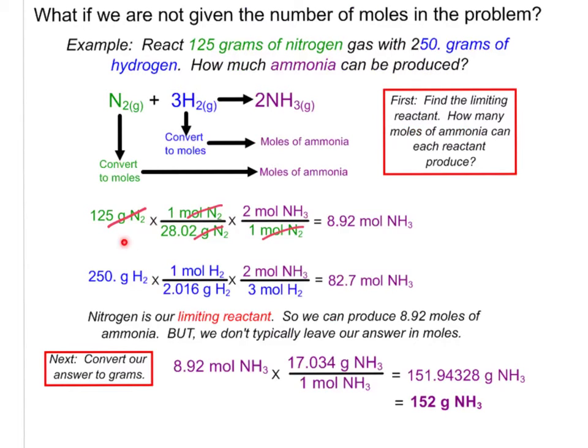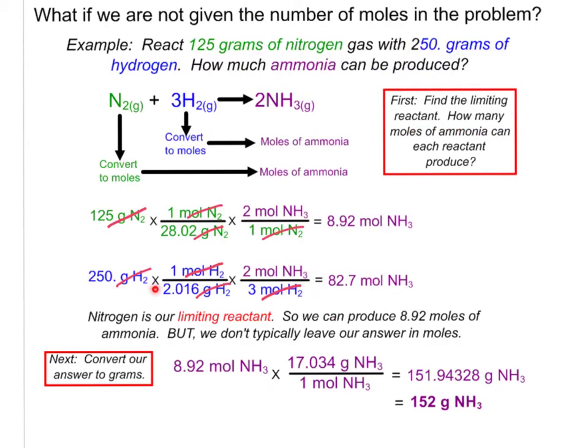What if we're relying on the amount of hydrogen? How much could be produced there? Well, we multiply by the molar mass. Once again, the grams cancel from the top and the bottom. And then we multiply by our mole-to-mole ratio between hydrogen and ammonia, not nitrogen, excuse me. The moles of hydrogen cancel out. We're left with moles of ammonia. And the answer when we calculate it is 82.7 moles of ammonia that can be produced from our hydrogen.